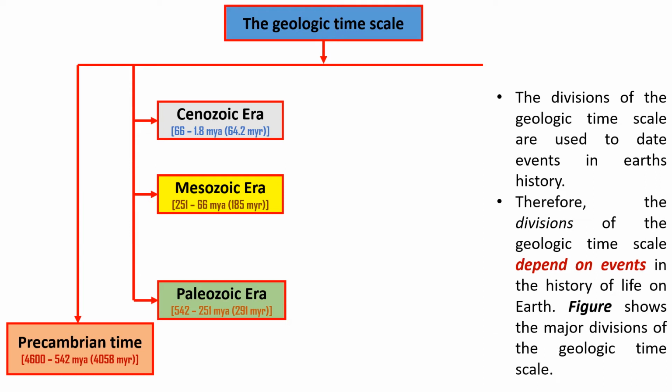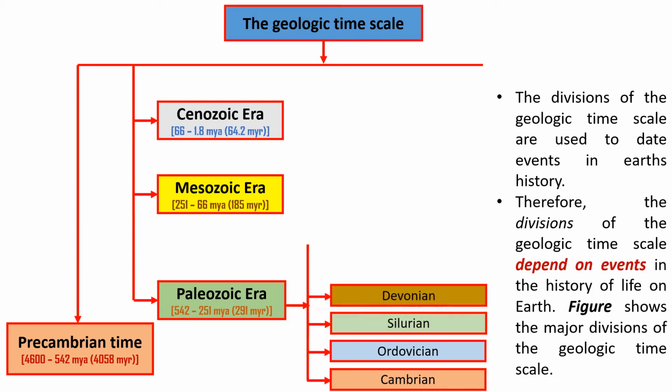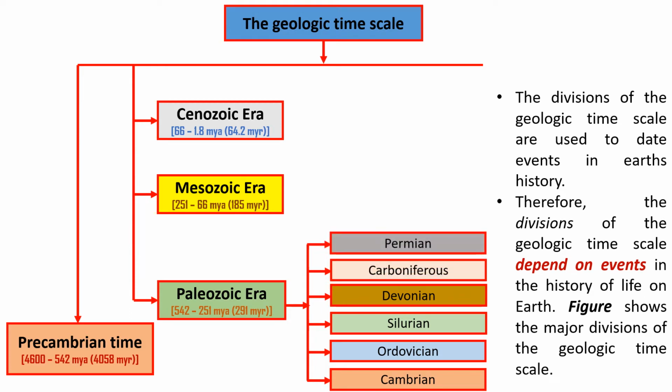After the eras, the periods start. Paleozoic era again divides into 6 periods: Cambrian period, Ordovician period, Silurian period, Devonian period, Carboniferous, and the last one is Permian.